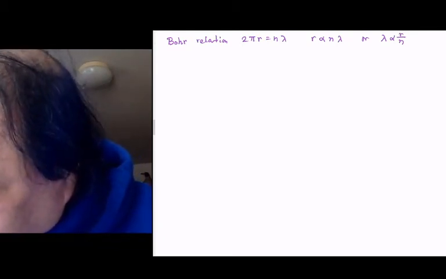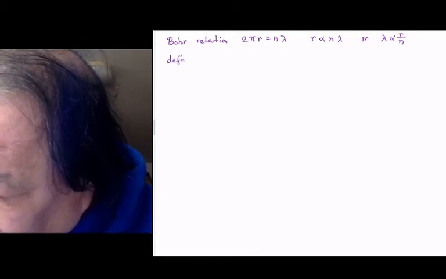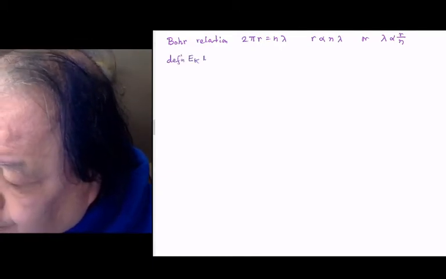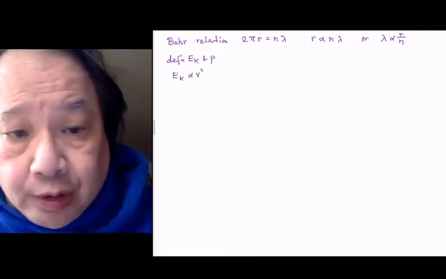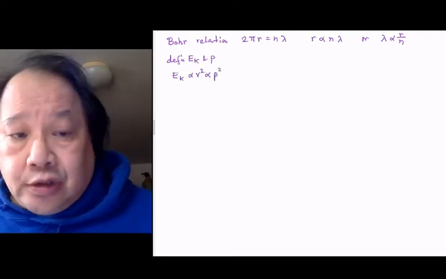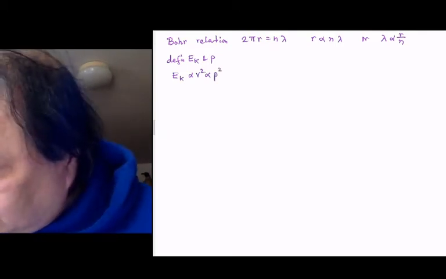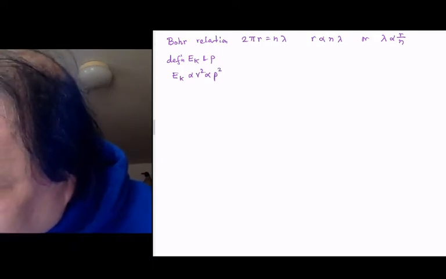And then we're going to have a bunch of results from before. From the definition of EK and momentum, EK is proportional to v squared. This is just what I gave you in the first clip. And v is proportional to p, so v squared is proportional to p squared. And I'm going to give these names. This is going to be A.